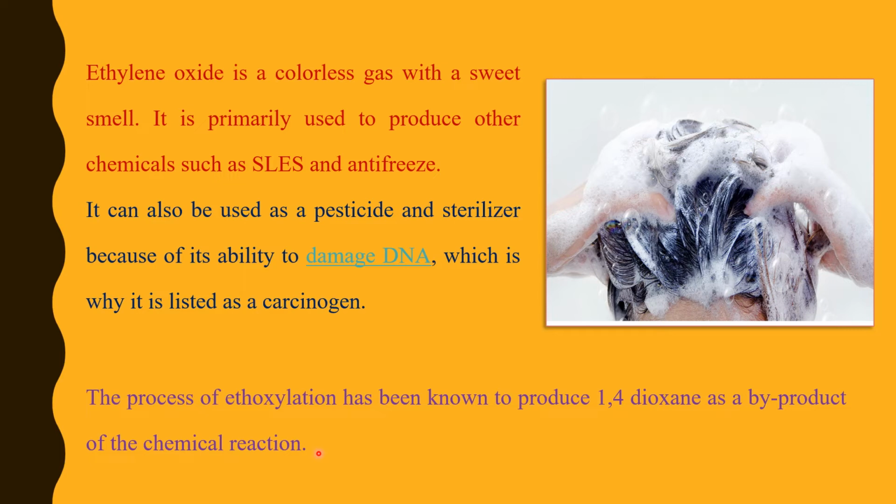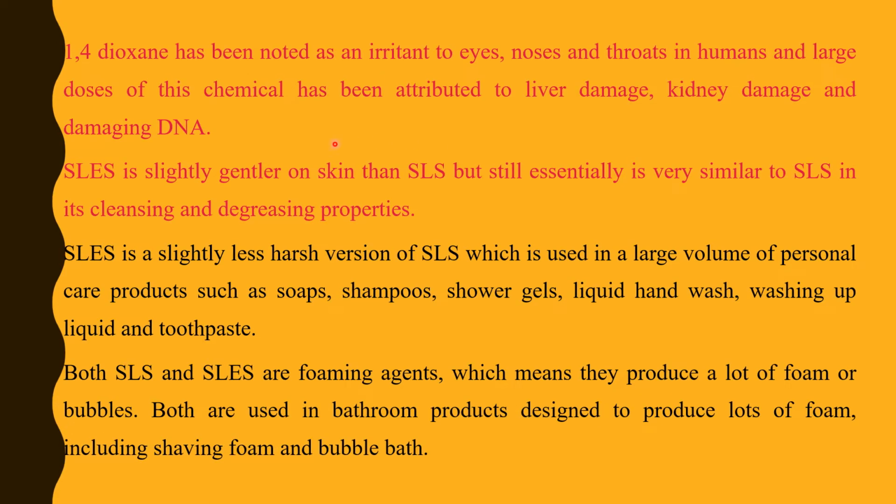Lubricant oils. In the same way, when we are manufacturing or synthesizing SLES from SLS, another byproduct which is formed through the process of ethoxylation is 1,4-dioxane. 1,4-dioxane is noted as an irritant to the eyes, nose and throat in humans, and large doses of this chemical have been attributed to liver damage, kidney damage, and damaging DNA.